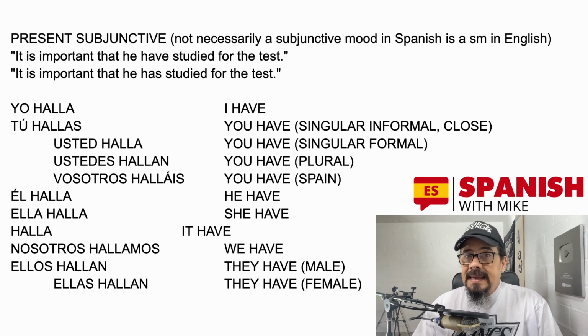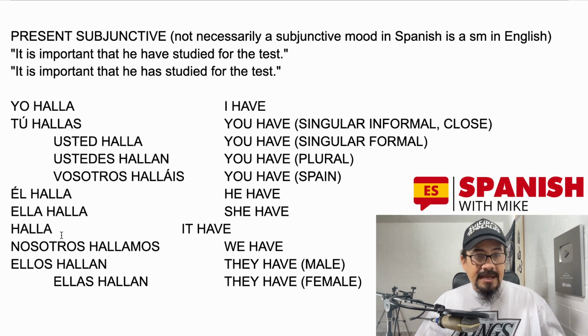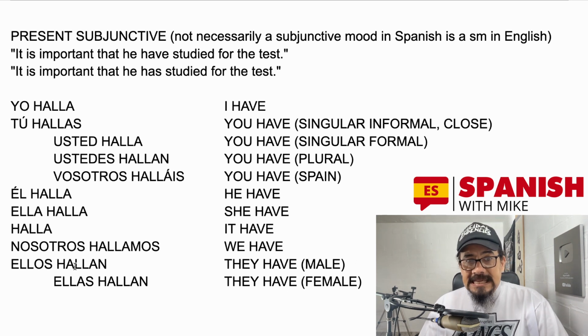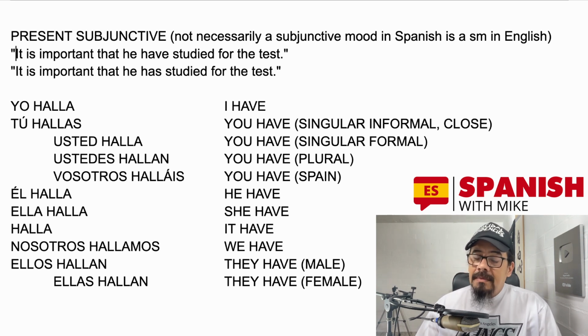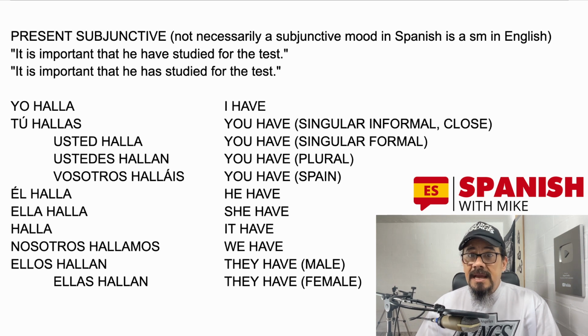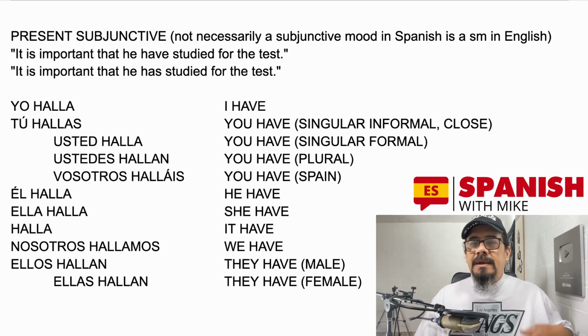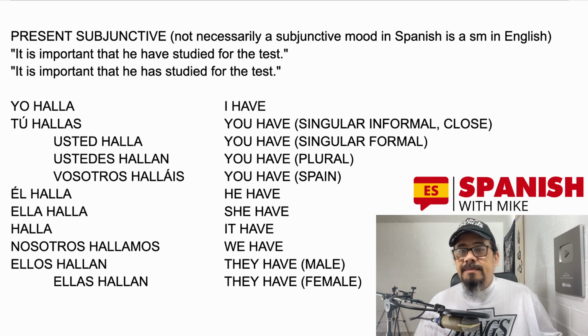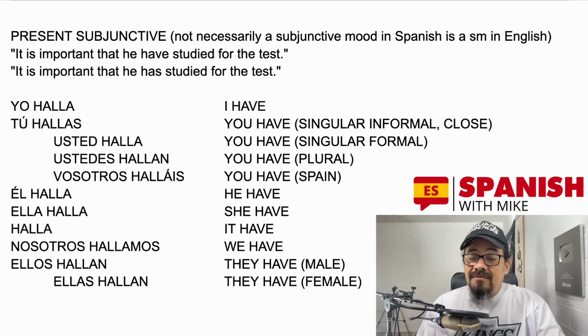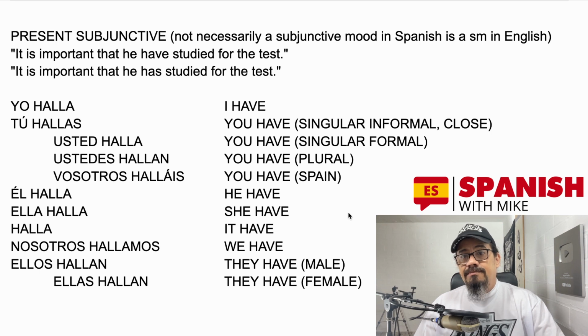Él haya, he have. Ella haya. Remember, this is mostly taken as subjunctive. Haya. Nosotros hayamos, ellos hayan male, ellas hayan female. Let's check this example here. It is important that he have studied for the test. It is a correct sentence in English. It may sound a little weird. Instead, we may say, it is important that he has studied for the test. But nonetheless, in Spanish, that form would be a present subjunctive mood.